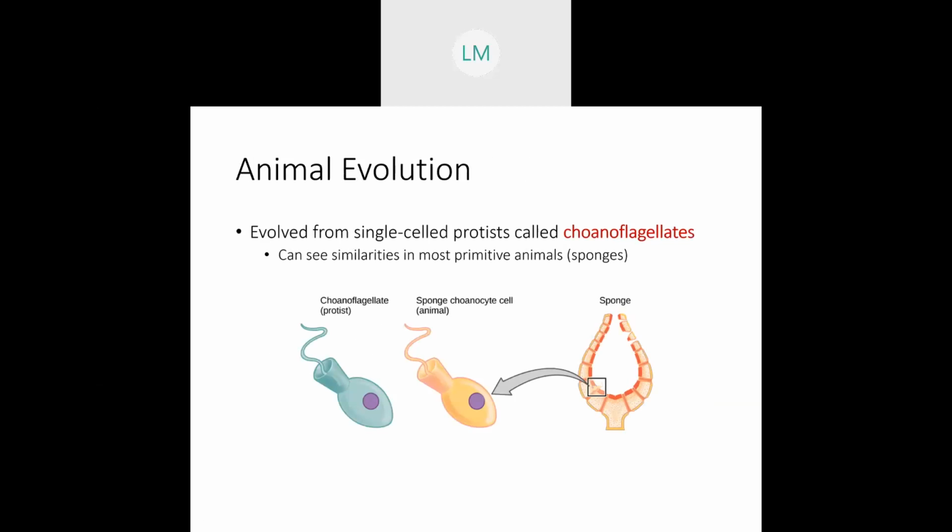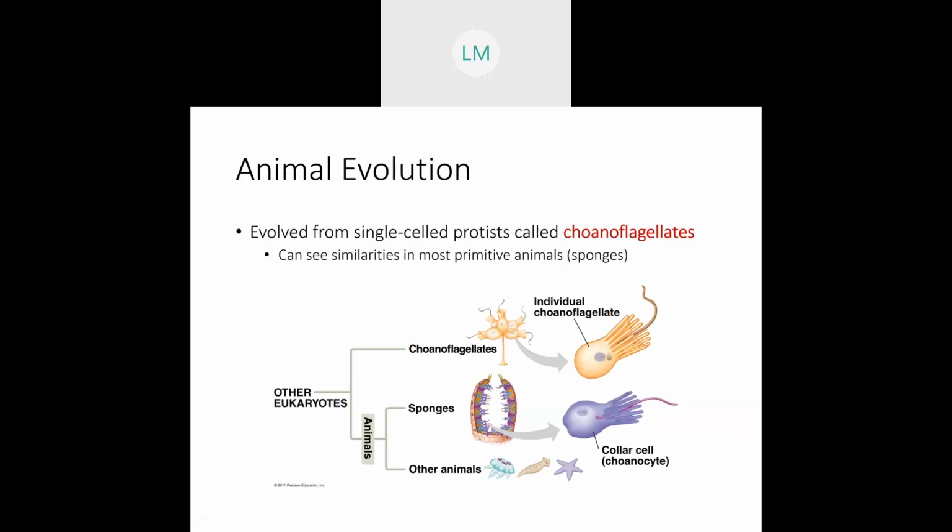Okay, so animals evolved from single-celled protists. These protists were called, or are called choanoflagellates. This is really obvious when we look at sponges, which are the most basal animals. So you can see that this is a representation of this protist that animals evolved from. And then this right here is a type of cell that we find in sponges, inside the walls of sponges. So you can see that these are very, very similar. So that's where we see those similarities in those sponges, those most primitive animals.